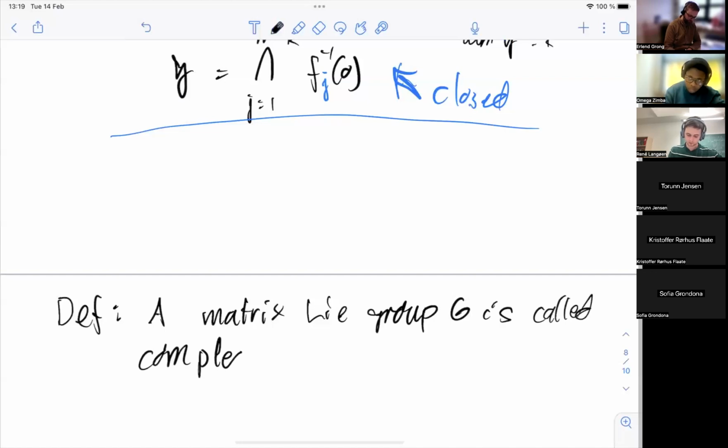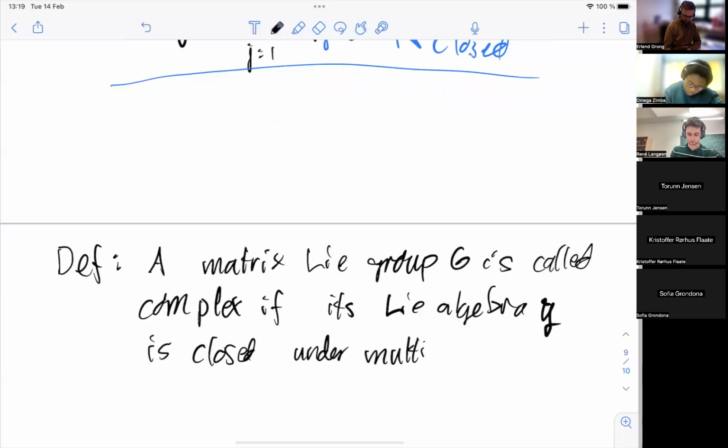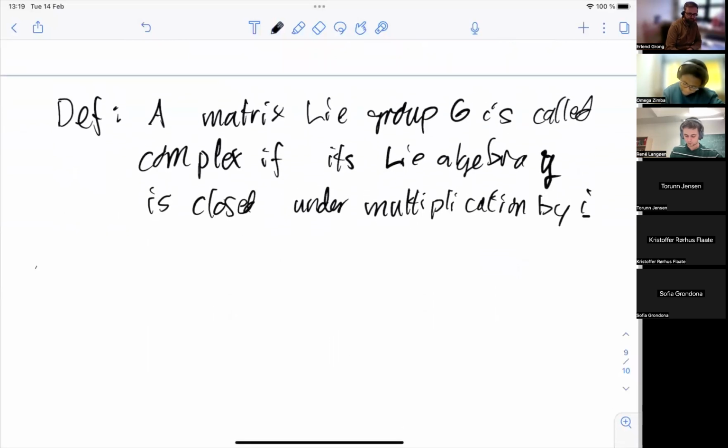And what we'll see now is that a lot of the Lie groups that we define using complex matrices, and can only be stated using complex matrices, are not complex. So they do not have complex Lie algebras.